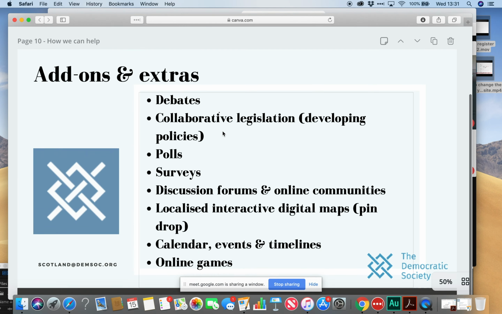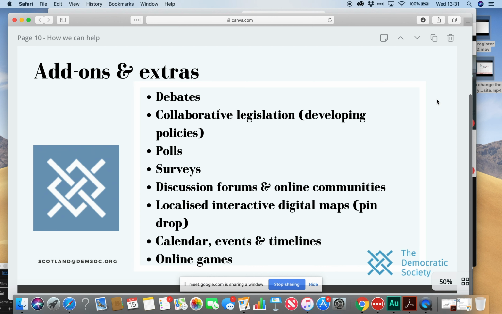There's also, with certain tools, some tools might have extra add-ons, and that could be things like debates or collaborative legislation, so developing policies and supporting councils develop policies. It might be something simple like a poll or a survey to ask citizens what they feel about something. There could also be discussion forums and online communities. So an online community could be people who care about a specific project and they want to find out more about it and they want to grow that community.